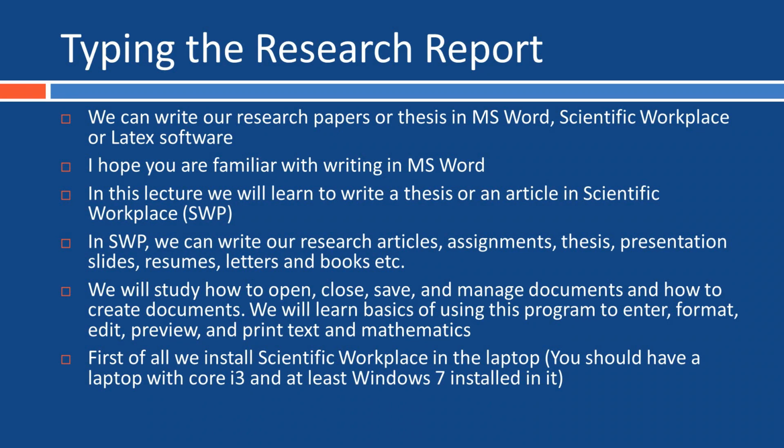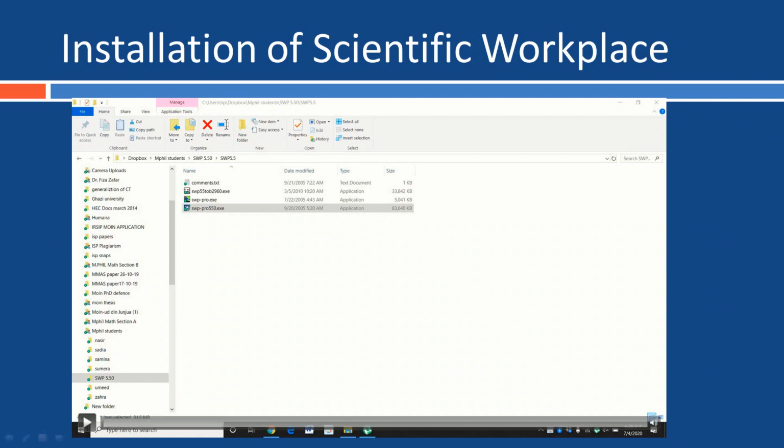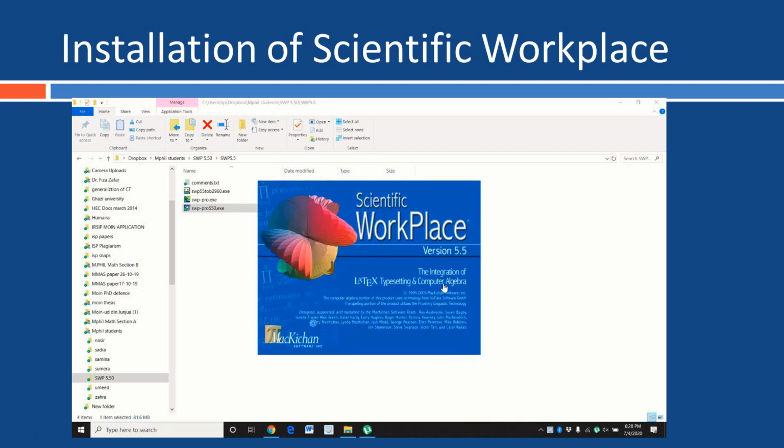First of all, we install Scientific Workplace on the laptop. You should have a laptop with Core i3 and at least Windows 7 installed in it. In this video, I have shown the procedure of installation of Scientific Workplace. First of all, we should click on this SWP Pro file, which is the installation file of Scientific Workplace. When you double click on this file, the installation will start.